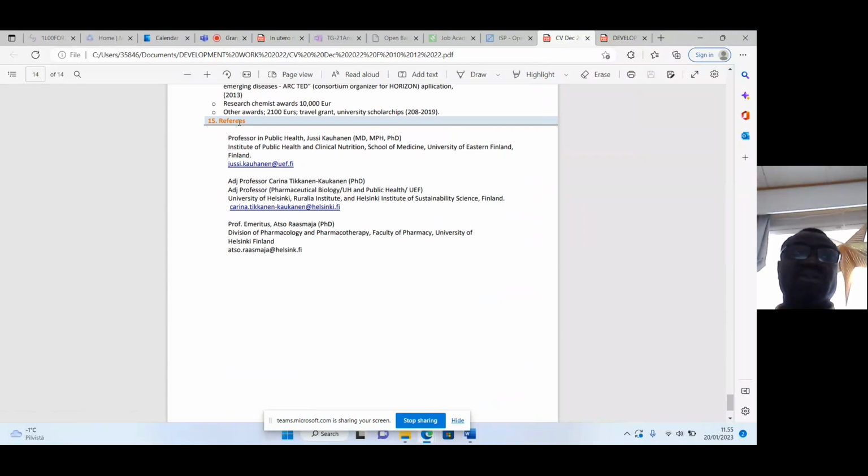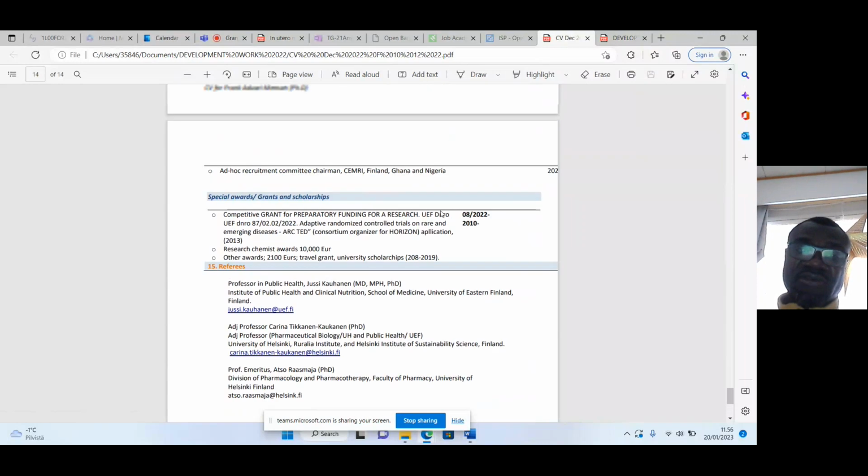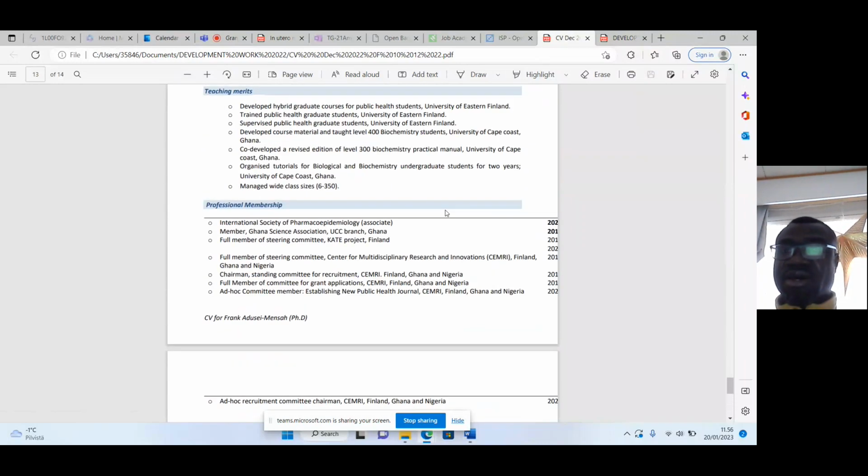The referees here are people that could give a good report about you, whom the grant agencies could contact to collect reference letters about your ability, about your research skills, and about things that could help promote you being awarded the grants. And so these are important parts of the CV.